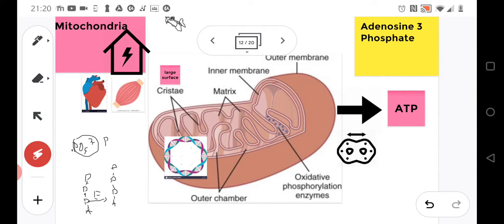What is the process that creates the ATP? It's called oxidative phosphorylation. Why phosphorylation? Because ATP is adenosine triphosphate. It means that this is adenosine with 3 phosphates attached, as you can see in this picture. So we have adenosine and phosphate, phosphate, phosphate. Generally, this bond between 2 phosphates is highly energetic.